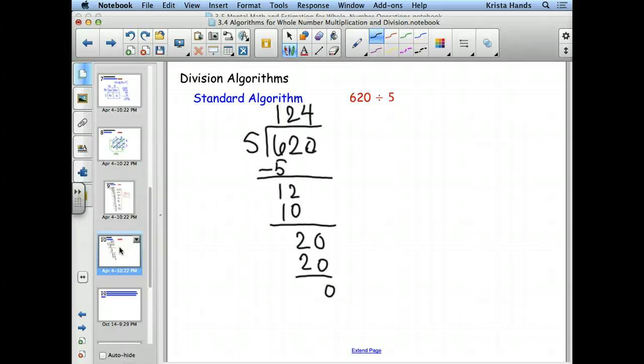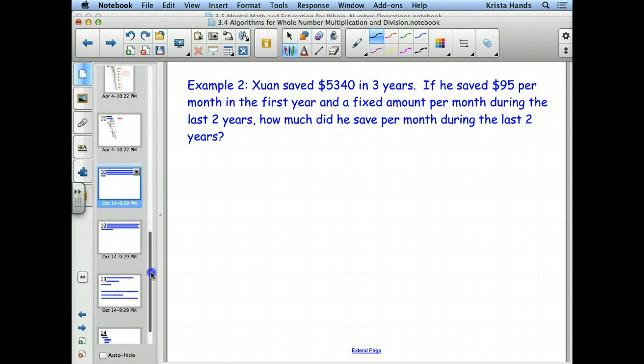All right. What else do we have? Okay. I have a few problems in here that are going to be a little more applications based. So we have, I really should change the name because every time I come across this name, I don't know what it's called. What would you say? Juan? Even though it's a Z or an X? So Juan? Excellent. I love the way of pronouncing the X. We'll call him Juan. Juan saved $5,340 in 3 years. If he saved $95 per month the first year and a fixed amount per month during the last 2 years, how much did he save per month during the last 2 years?